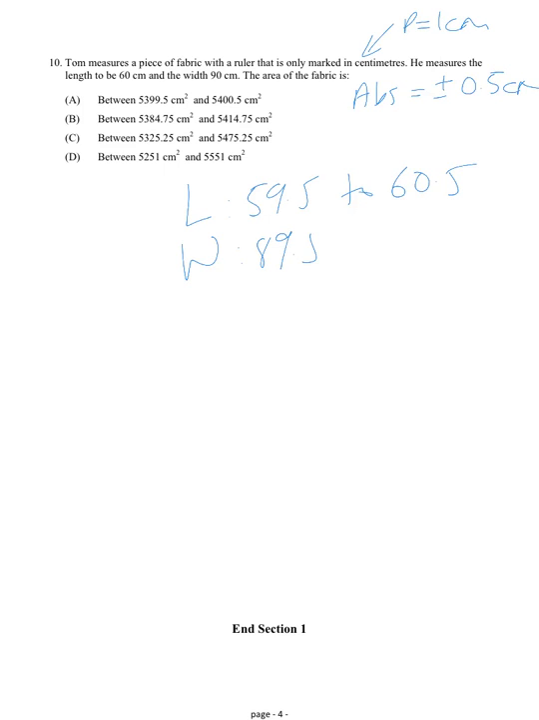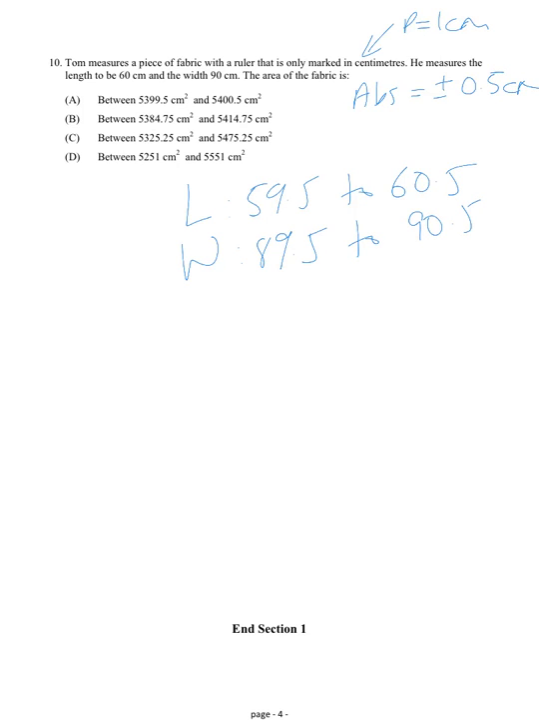Now Tom measures a piece of fabric with a ruler only marked in centimetres, so therefore the precision is 1 centimetre. Therefore the absolute error is half that, so 0.5 centimetres. So the length is going to be 60 minus 0.5 gets us 59.5 as the smallest, the largest is 0.5 plus that, so we've got 60.5, and the width is going to be 90 plus or minus 0.5, so we have 89.5 as the smallest to 90.5.